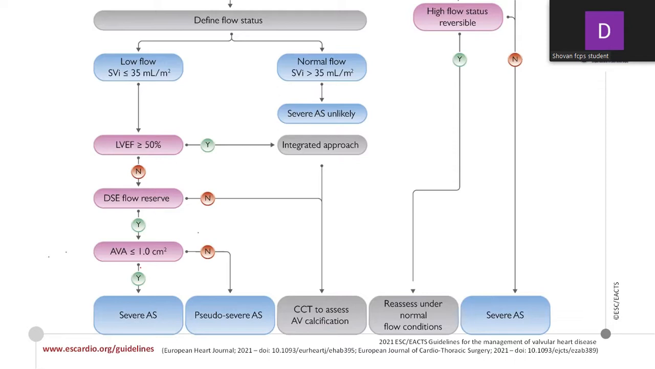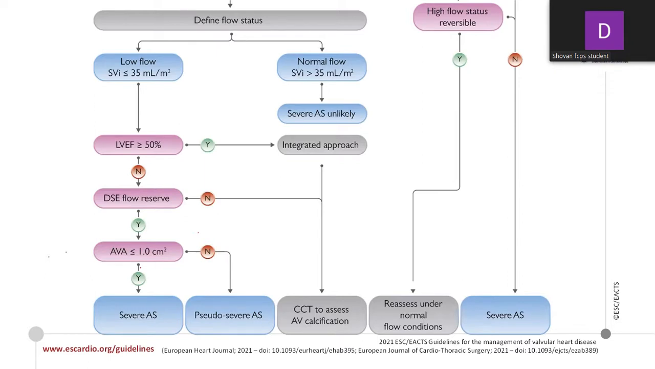Dobutamine stress echo will help us to define whether it is severe aortic stenosis or pseudo-severe aortic stenosis. If we give dobutamine in that patient, then we will assess the aortic valve area, valve velocity, and pressure gradient. If the valve area is normal, but the valve velocity and pressure are increased, that indicates this is a severe aortic stenosis.